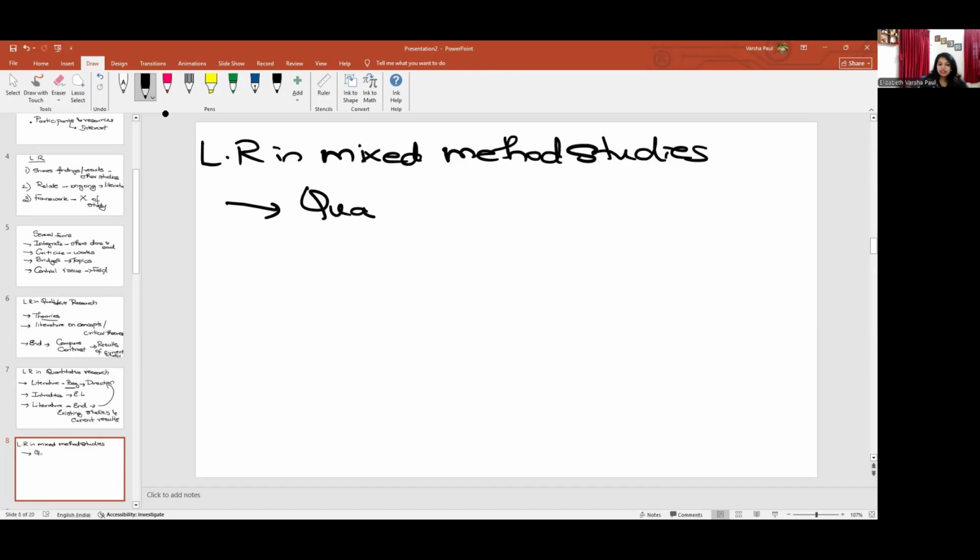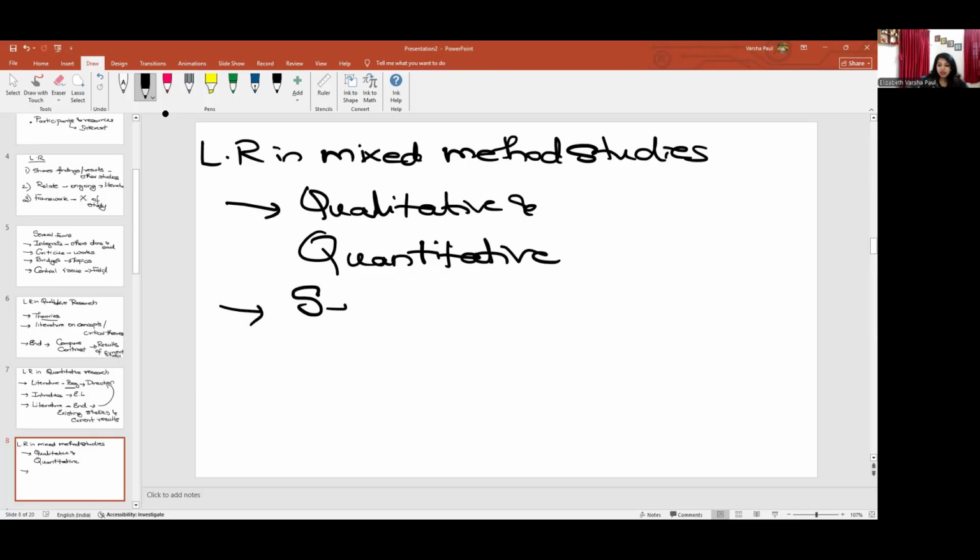It's qualitative and quantitative. We have both approaches. And here there are two approaches, sequential approach and concurrent approach.